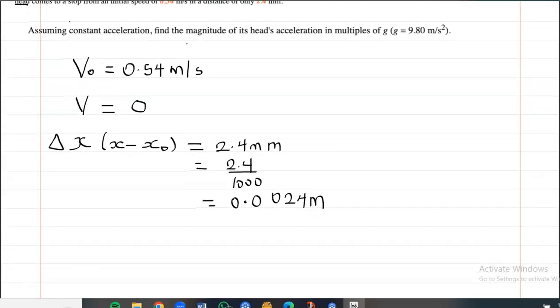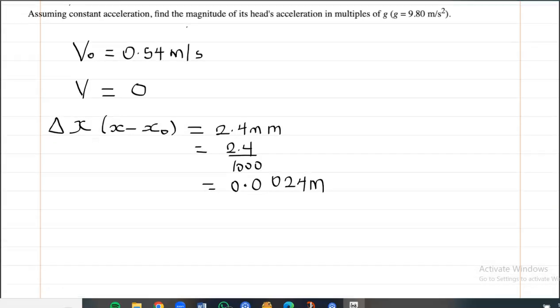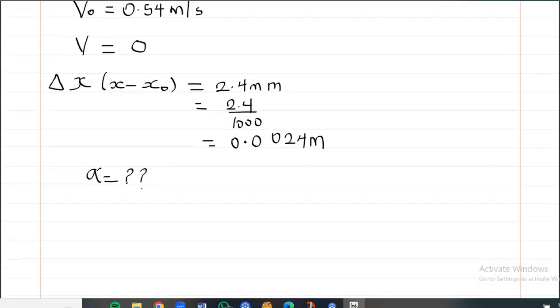So assuming constant acceleration, when we see that, of course, we should use our equations for constant acceleration. Find the magnitude of its head's acceleration in multiples of g, and we are given the value for g. So we need to find acceleration. So that's what is needed here. Okay, now that we've defined our parameters, we need to choose the equation of motion where we'll be able to use these parameters and be able to get our acceleration.